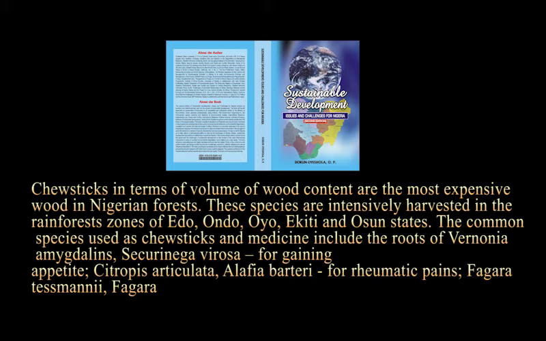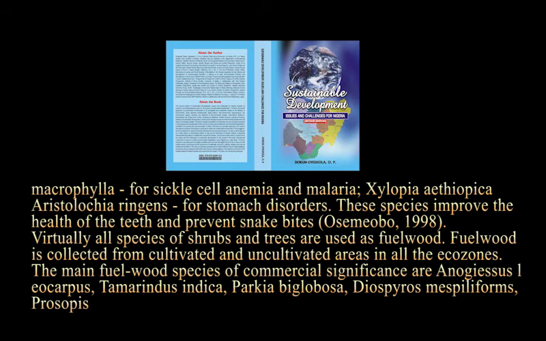The common species used as chew sticks and medicine include the roots of Vernonia amygdalina and Securinega virosa for gaining appetite, Cnestis articulata and Alafia barteri for rheumatic pains, Fagara tessmannii and Fagara macrophylla for sickle cell anemia and malaria, and Xylopia aethiopica and Aristolochia ringens for stomach disorders.